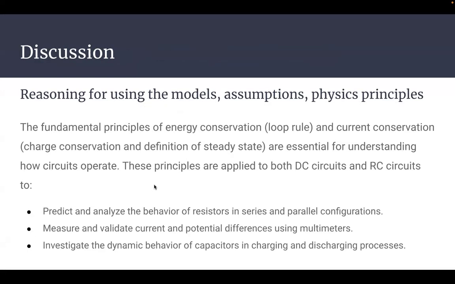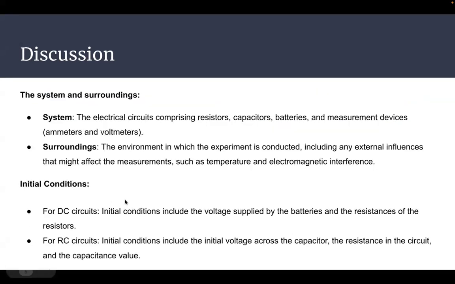Here's the reasoning for using the model's assumptions and physics principles. The fundamental principles of energy conservation and current conservation are essential for understanding how circuits operate. These principles are applied to both DC and RC circuits to predict, measure, and investigate. Here are the systems and surroundings. The systems are the electrical circuits comprising resistors, capacitors, batteries, and the measurement devices. The surroundings are the environment in which the experiment is conducted.